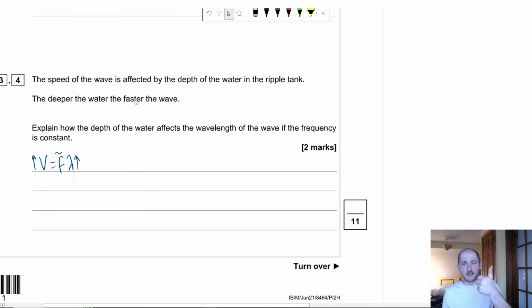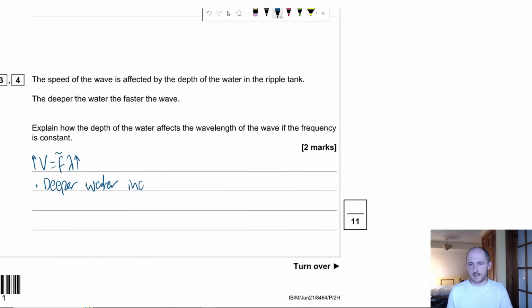The speed increases, but the frequency is constant. The only option is the wavelength increases. So all you have to do is literally, basically, rewrite the question. So you say deeper water increases the wavelength, because as we've just discussed, that is the only way for velocity to increase. So deeper water increases wavelength, which of course you can't just write lambda, unfortunately.